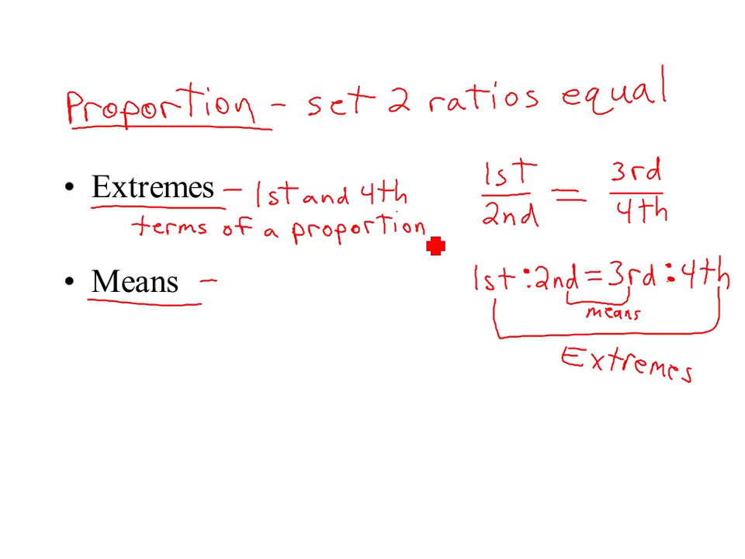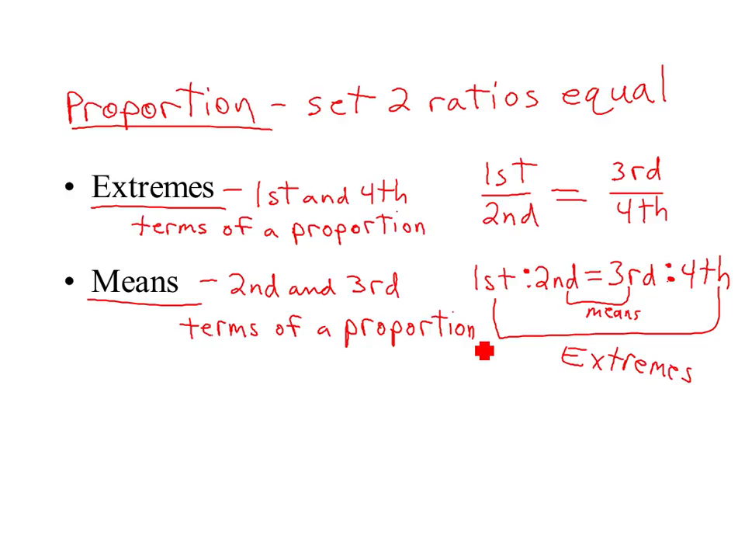Give me a definition for means then. Good. Second and third terms of a proportion. Now, a proportion is probably, mathematically, better written this way, because as soon as you see it written that way, can you tell where the extremes are and where the means are? Yeah, the extremes are way out here, the means are here. Makes it a little easier.